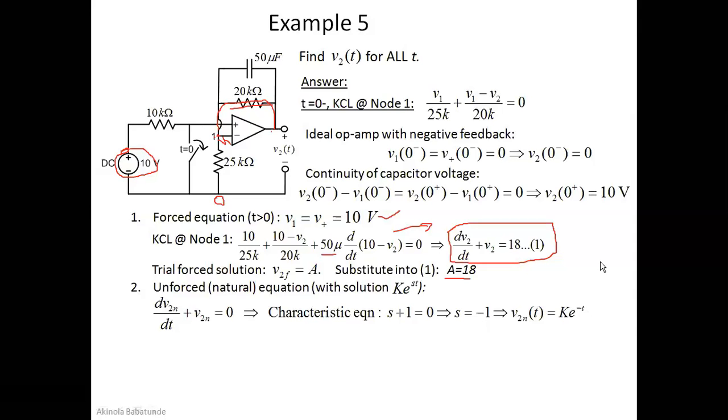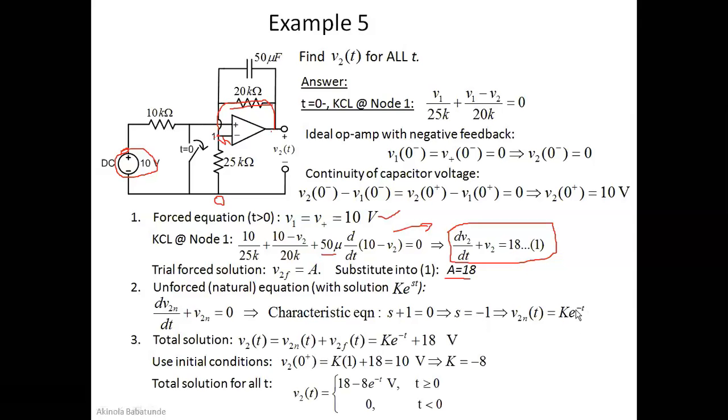Since we now have the natural solution and the forced solution, all we need to do is combine both of them. Natural solution plus forced solution will give us the total solution. So that should give us V2 equal to k exponential minus t plus 18 volts. 18 volts is the forced solution, and k exponential minus t is the natural solution.